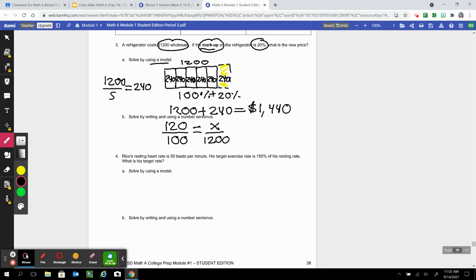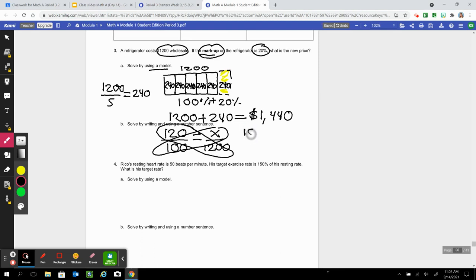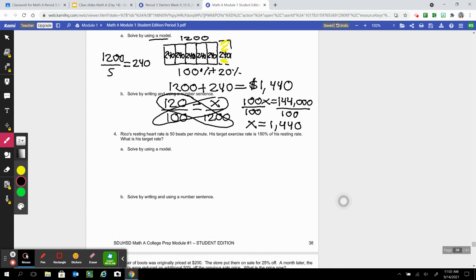Now what we're going to do is multiply 1200 by 120. So we're going to cross multiply. So we have 100x equals, when I multiplied 120 by 1200, I got 144,000 on my calculator, and then I divided by 100, and I will get the same answer, 1,440. So another way to solve this problem, you get the same answer.